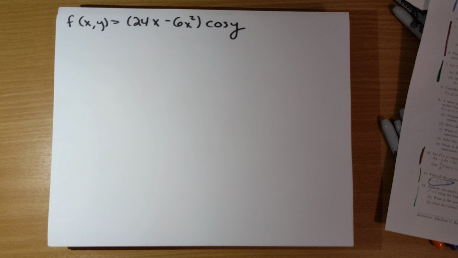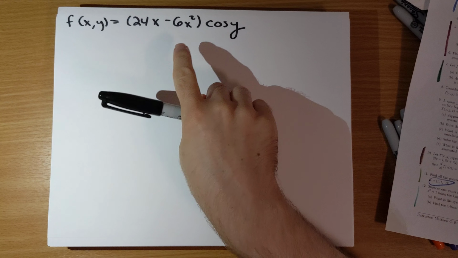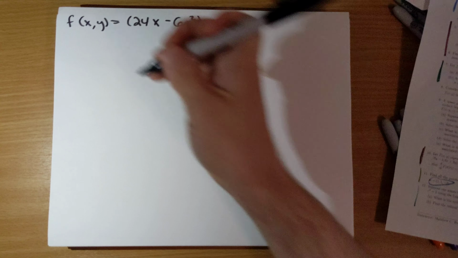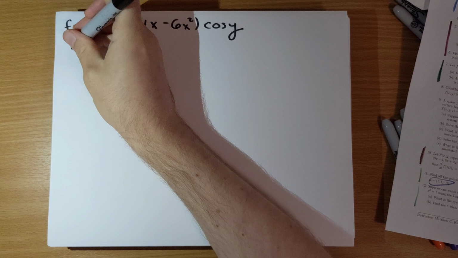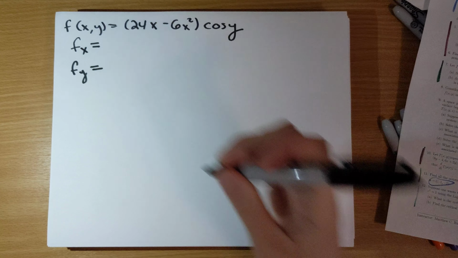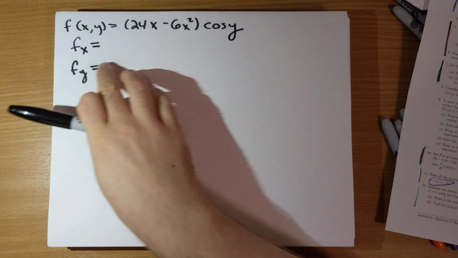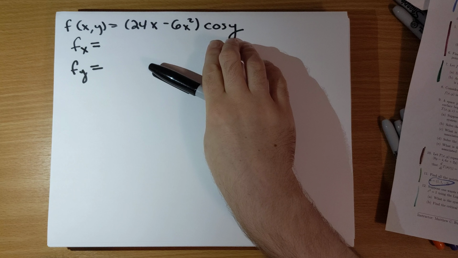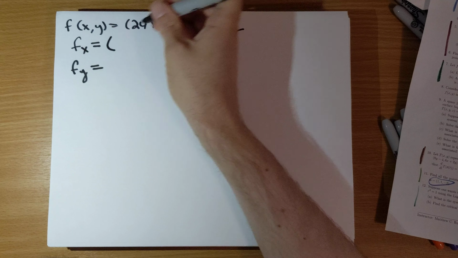Problem number 8. Find and classify the critical point of the function in the given region here. How to do that? We need to calculate out some partial derivatives and set them equal to 0. The partial derivative with respect to x: cosine y will be a constant with respect to x, and so this will be 24 minus 12x cosine y.